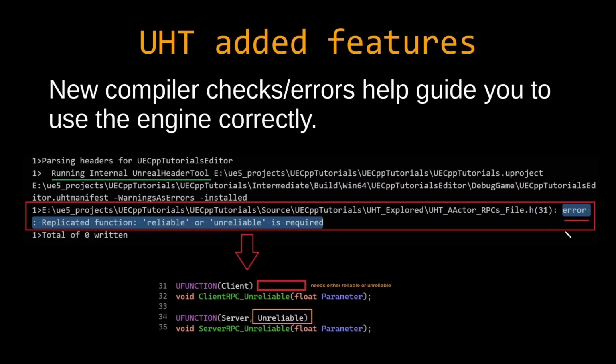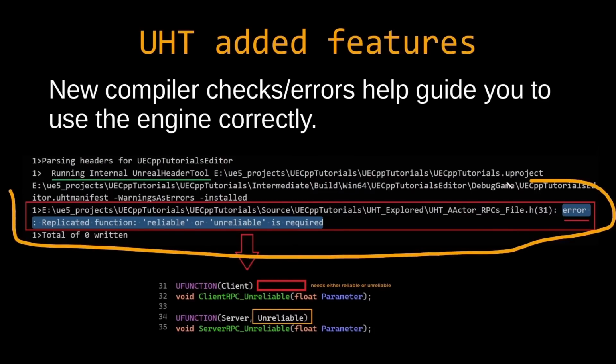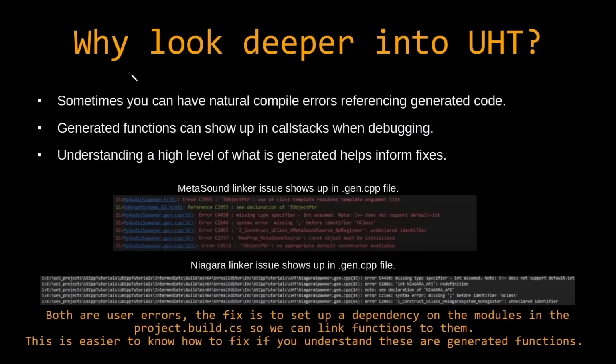UHT also adds new compile errors that guide you. So in this case of setting an RPC, it needs to know that it's a reliable or unreliable RPC, and we forgot to do that here. And so it generates a compile error here, letting us know what we need to do to fix this and make it work correctly. So why look deeper into UHT when these files are generated?